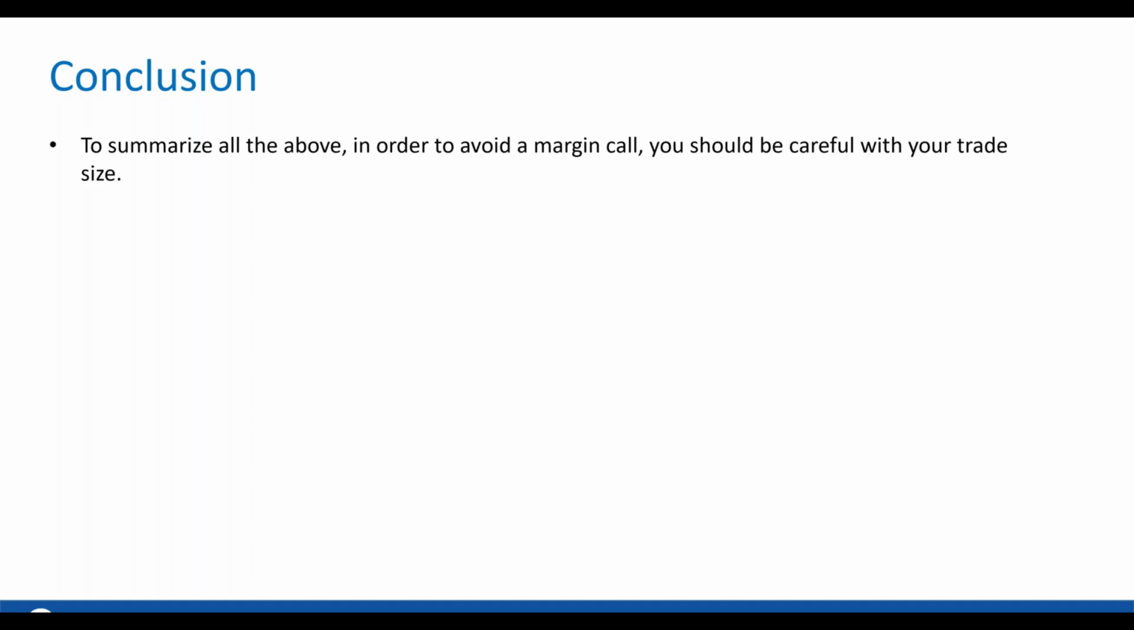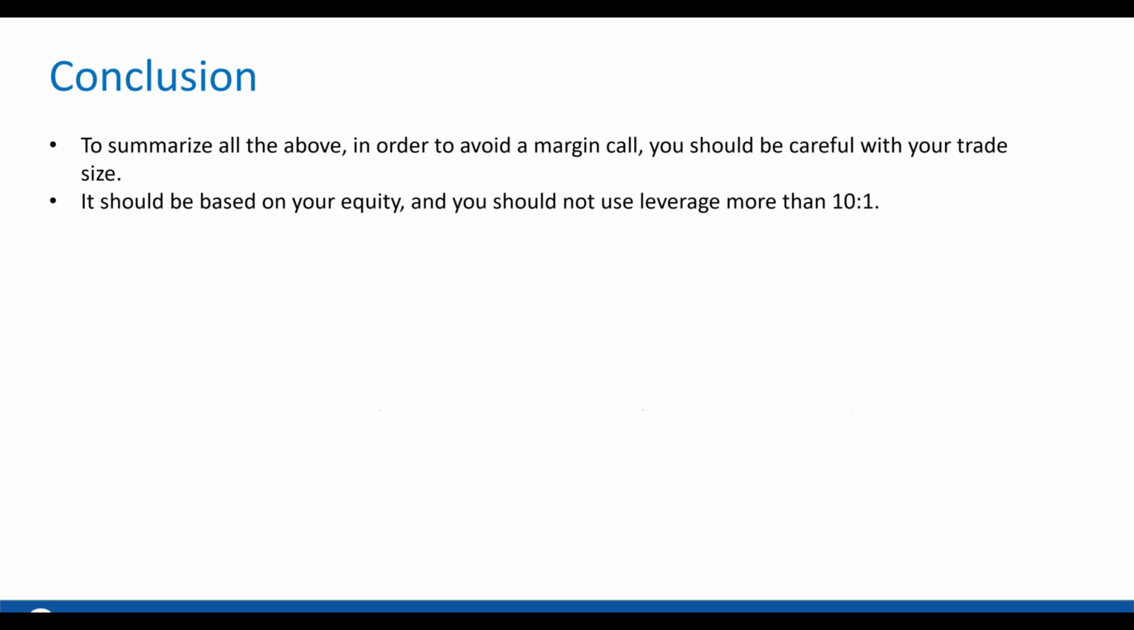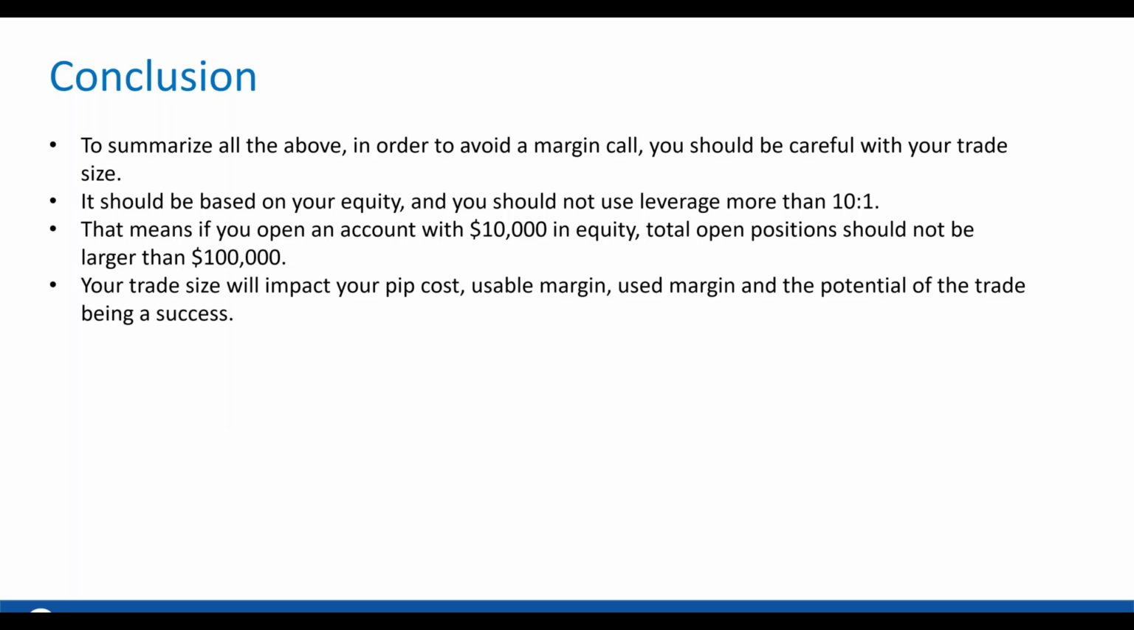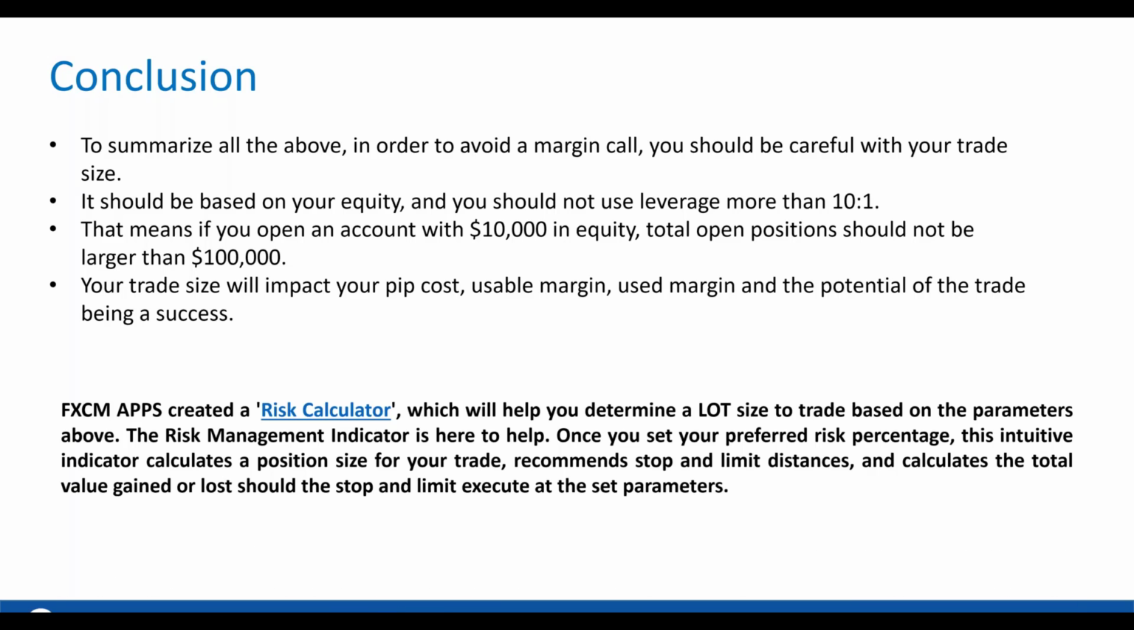Conclusion. To summarize all the above, in order to avoid a margin call, you should be careful with your trade size. It should be based on your equity and you should not use a leverage more than 10 to 1. This means that if you open an account with $10,000, your total open positions should not be larger than $100,000. Your trade size will impact your pip cost, usable margin, used margin, and of course the potential of the trade to being a success.